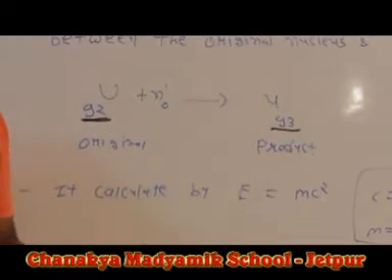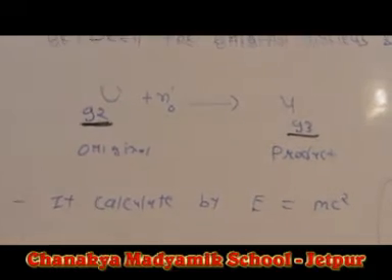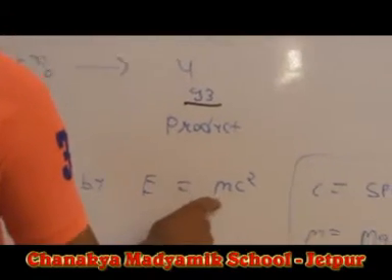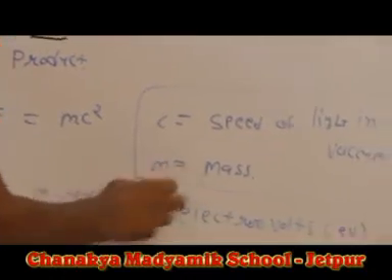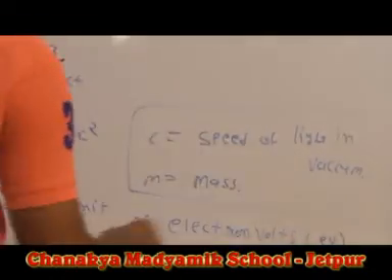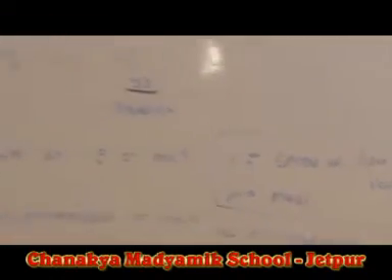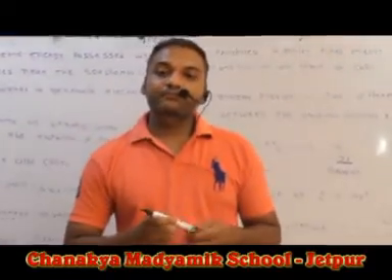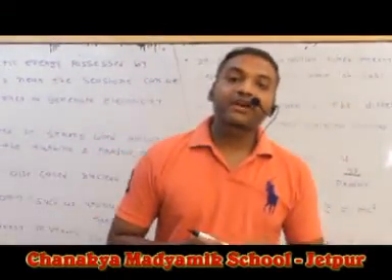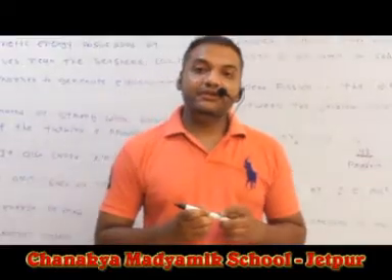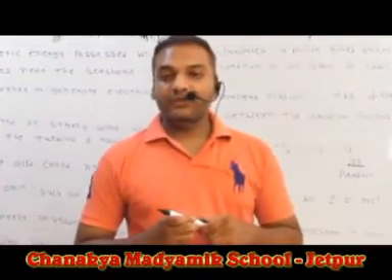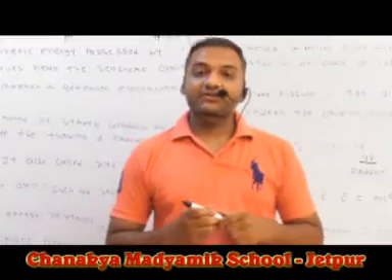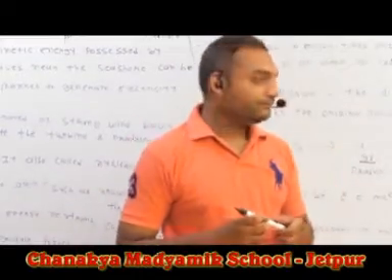It is an Einstein equation. E is equal to mc square, in which E is energy, m is mass, and c is the speed of light in vacuum. What is the speed of light? 3 multiplied by 10 raised to 8 meter per second, I think 3 lakh kilometer per second. It is the speed of light.